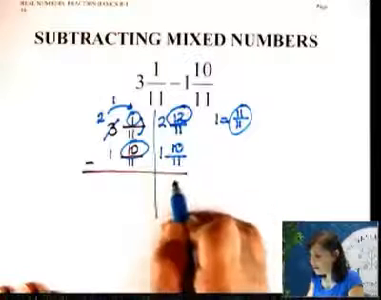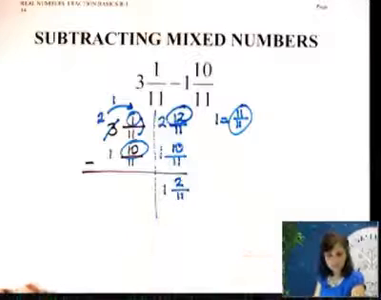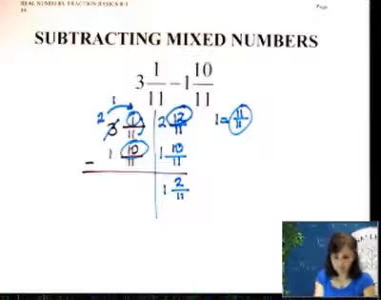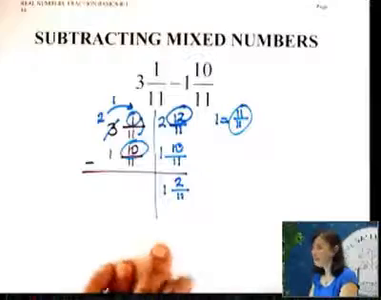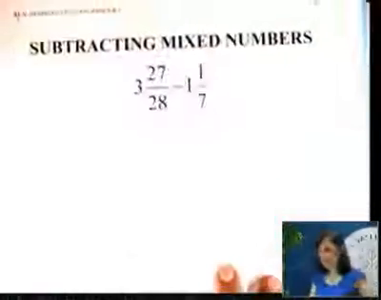12 minus 10 is 2. 2 minus 1 is 1. And there's nothing else I can do at this point. All right, let's move on.